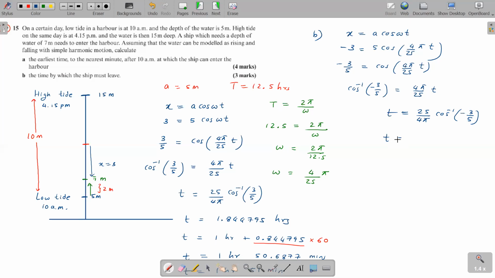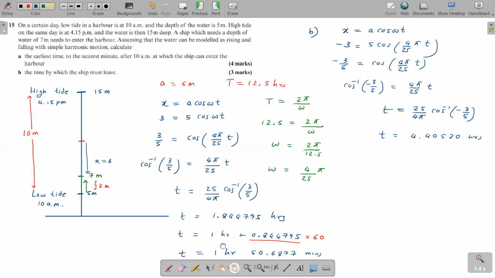Show me. Yeah, what's the answer? We get here 4.40520, it goes on. So this many hours. So what do you do now? You measure the time from which point? You measure the time from high tide at 4:15 p.m. So 4:15 p.m., 4 hours and 0.40520 hours later, the water level is down to 7 meters. Do you agree?